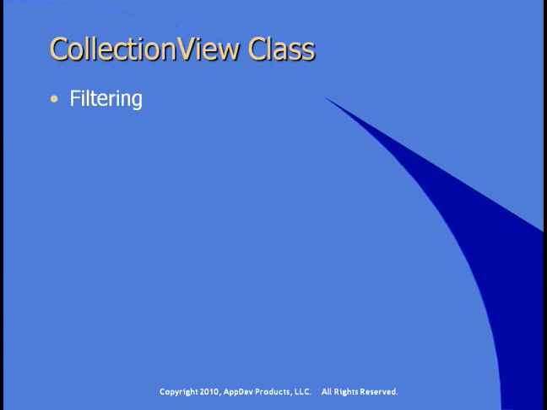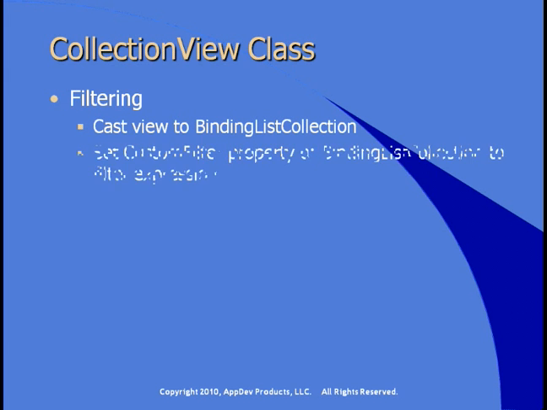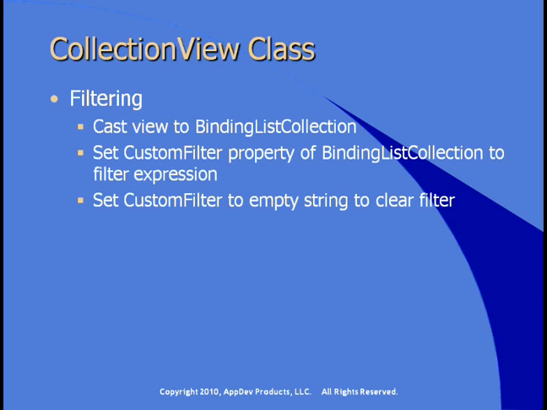There are a couple ways of doing filtering. The most straightforward way is to cast the view to an instance of the BindingListCollectionView and then set the CustomFilter property of that to a filter expression. And that will filter out items in the view that don't match that filter expression. And then if you want to clear the filter and see everything in the collection, then you just set CustomFilter to an empty string.